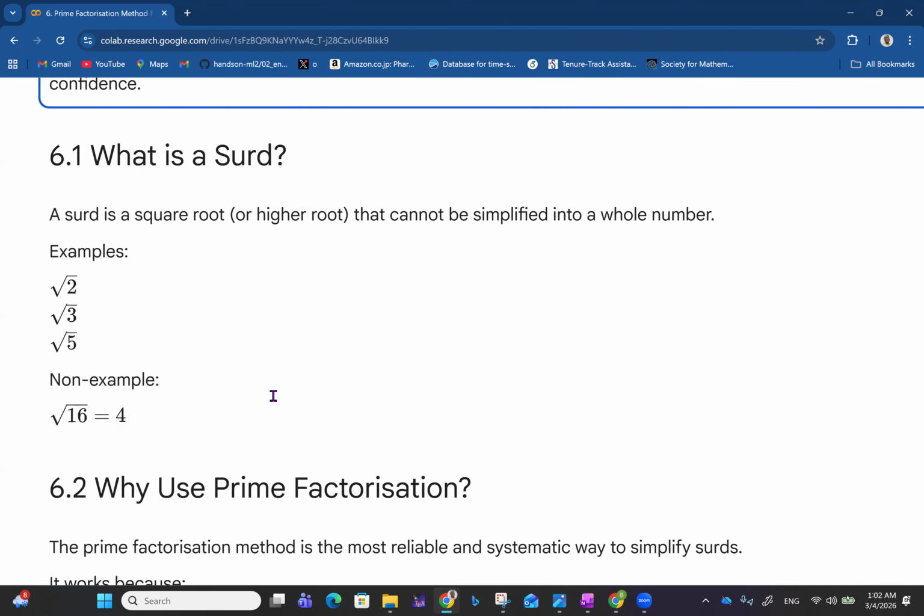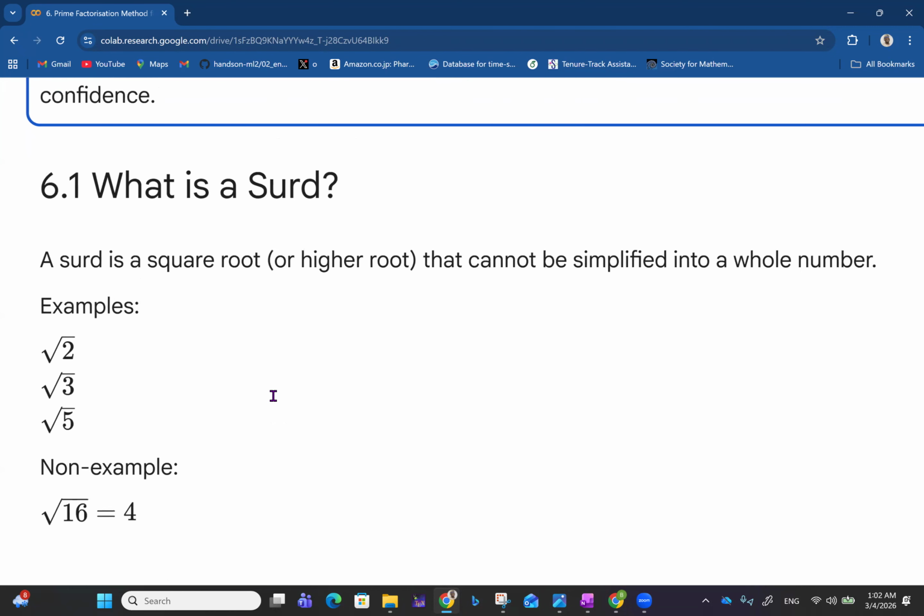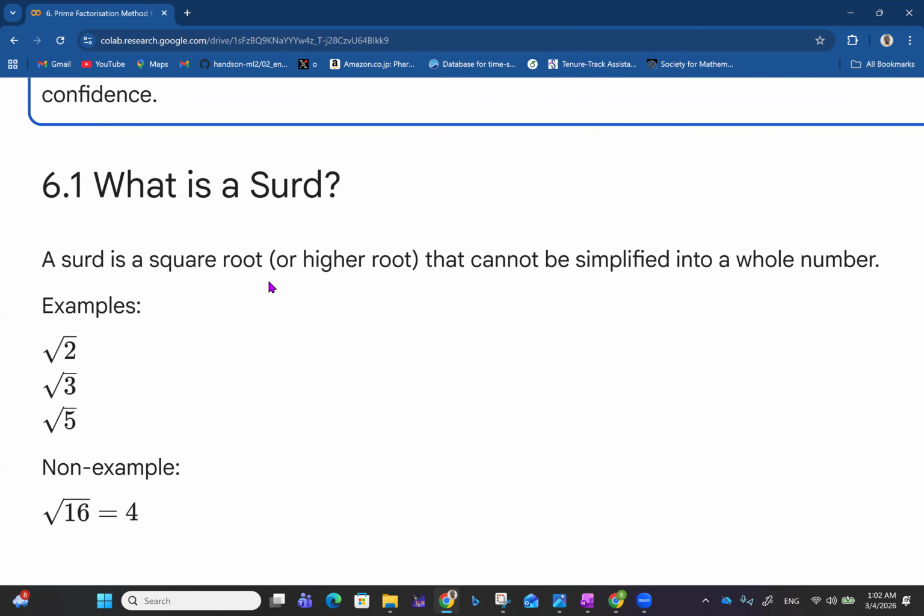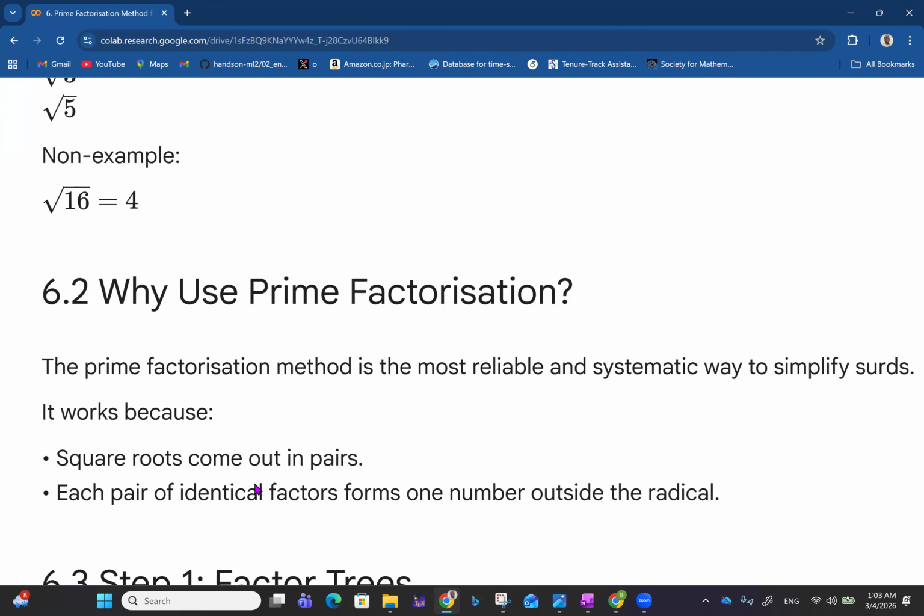So again, we keep reminding ourselves of what a surd is, and we say that a surd is a square root or higher root that cannot be simplified into a whole number. That is, it is a root that cannot be expressed as a rational number. So we have examples like root 2, root 3, root 5. And a non-example will be something like root 4 or even root 16, which gives 4. Root 4 gives 2, which are rational numbers like that.